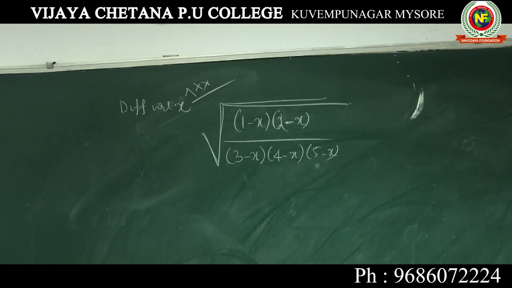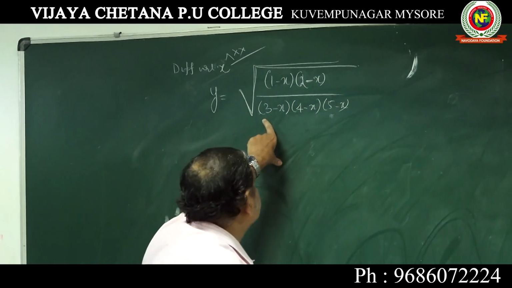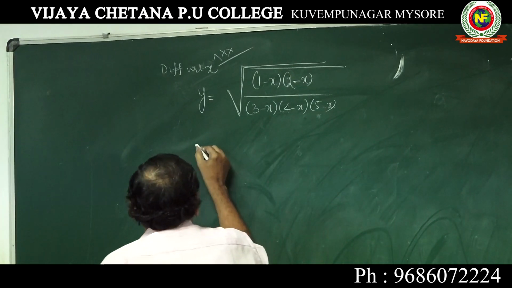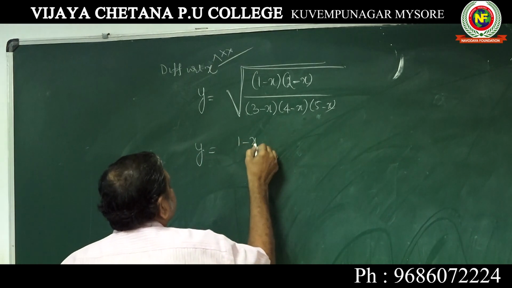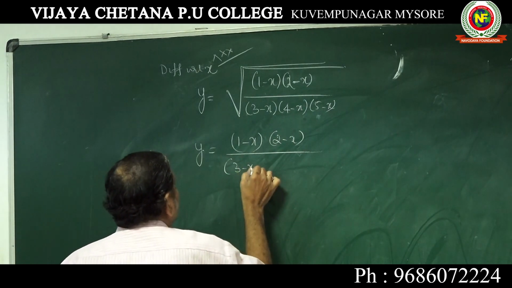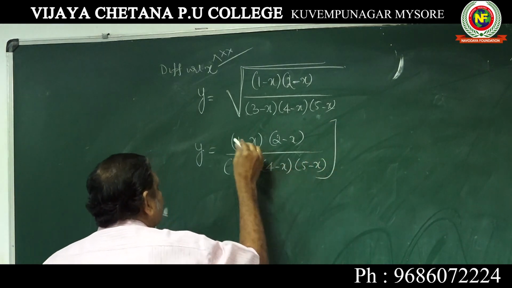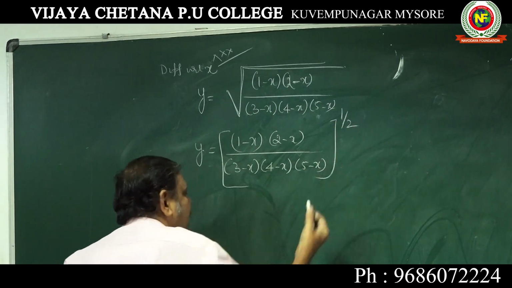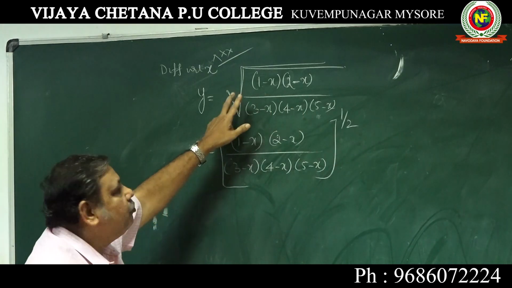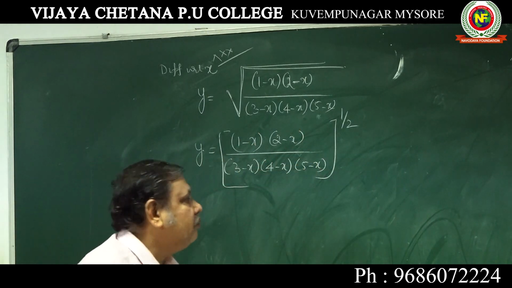Take it as y is equal to root of (1−x)(2−x)(3−x)(4−x)(5−x). First write y is equal to (1−x)(2−x) by (3−x)(4−x)(5−x), whole to the power of half. Square root means it is to the power of half. Suppose if it is a cube root, it is to the power of 1 by 3. If it is 4, you should write 1 by 4.